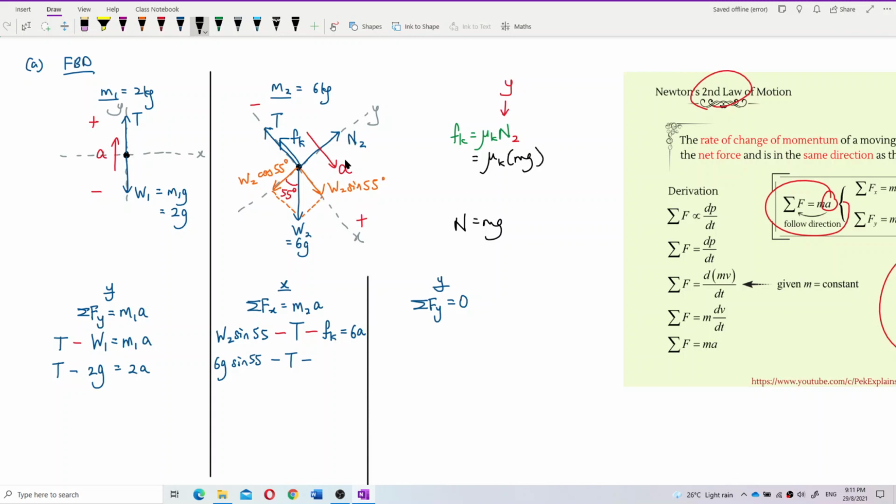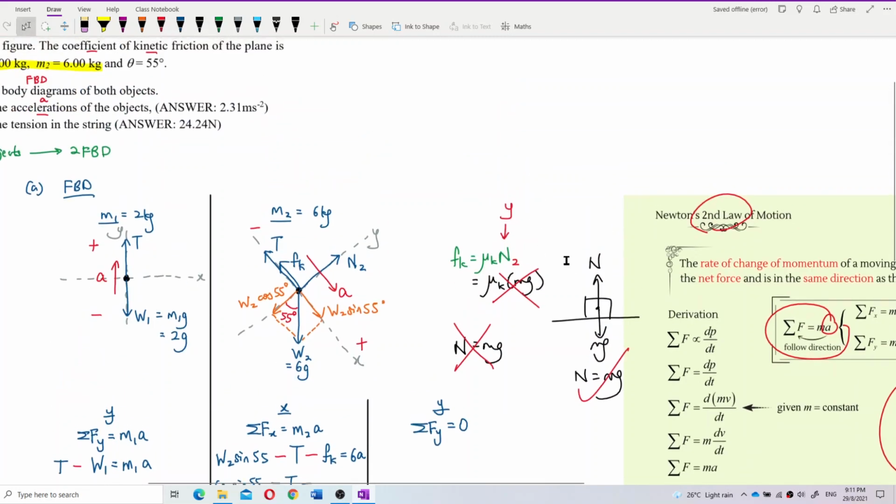Because N is always equal to mg. Wrong. This is wrong. Let me show you why N is not equal to mg. N is only equal to mg if it is on a horizontal surface. On a horizontal surface, you have mg and you have the normal force. Yes, this one N equals mg.